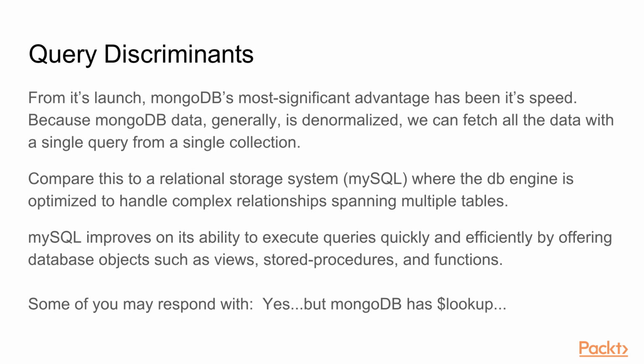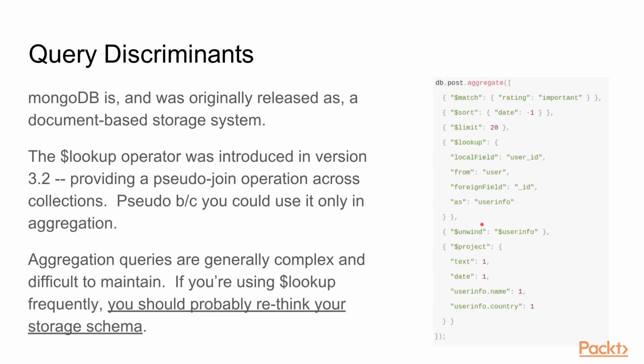Mongo doesn't have these luxuries. Mongo is fast, it's agile, you get in, you get your data, and you get out. And some of you may respond with the comment, but MongoDB has Lookup. And Lookup is Mongo's answer to the MySQL join. As a document-based storage system, Lookup was released in version 3.2. It provided a pseudo join operation across multiple collections. And I say pseudo because you could only use it in aggregation.